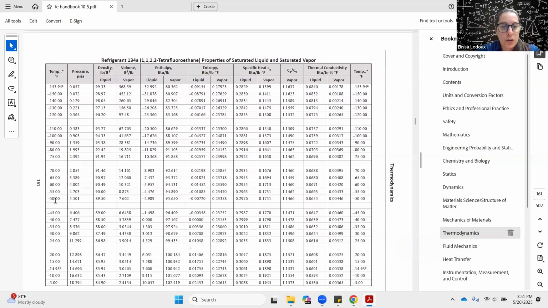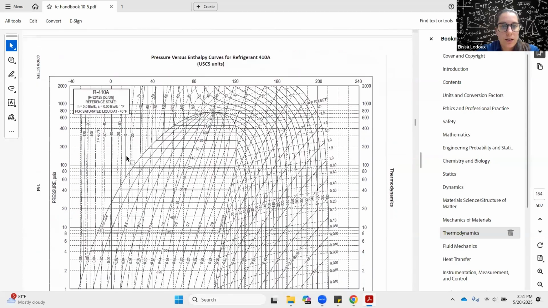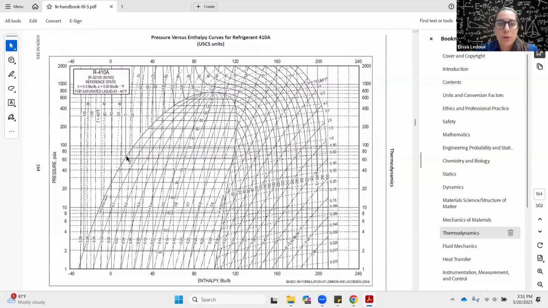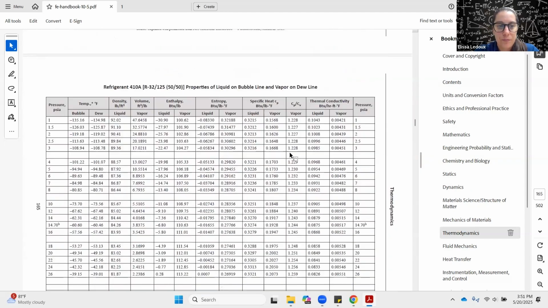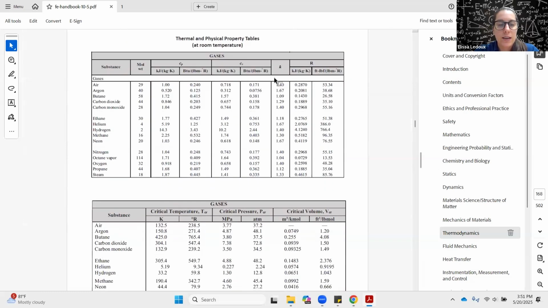There are some tables where you can also look up properties. And then here we have yet another refrigerant. This will be the exact same way. So if the problem asks you something for a specific refrigerant, just make sure that you figure out the graph, make sure you're using the correct graph. So this is 410A, but there are different ones, and you would just Control F to find which one you need. Tables for that. Now this is thermal and physical property tables.